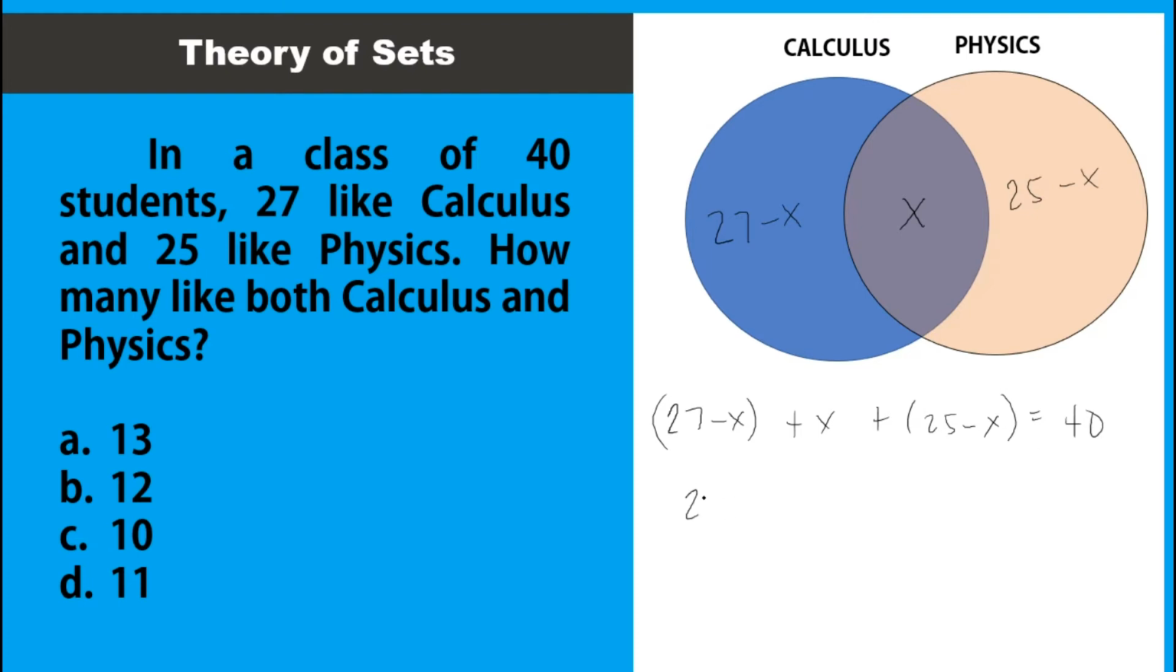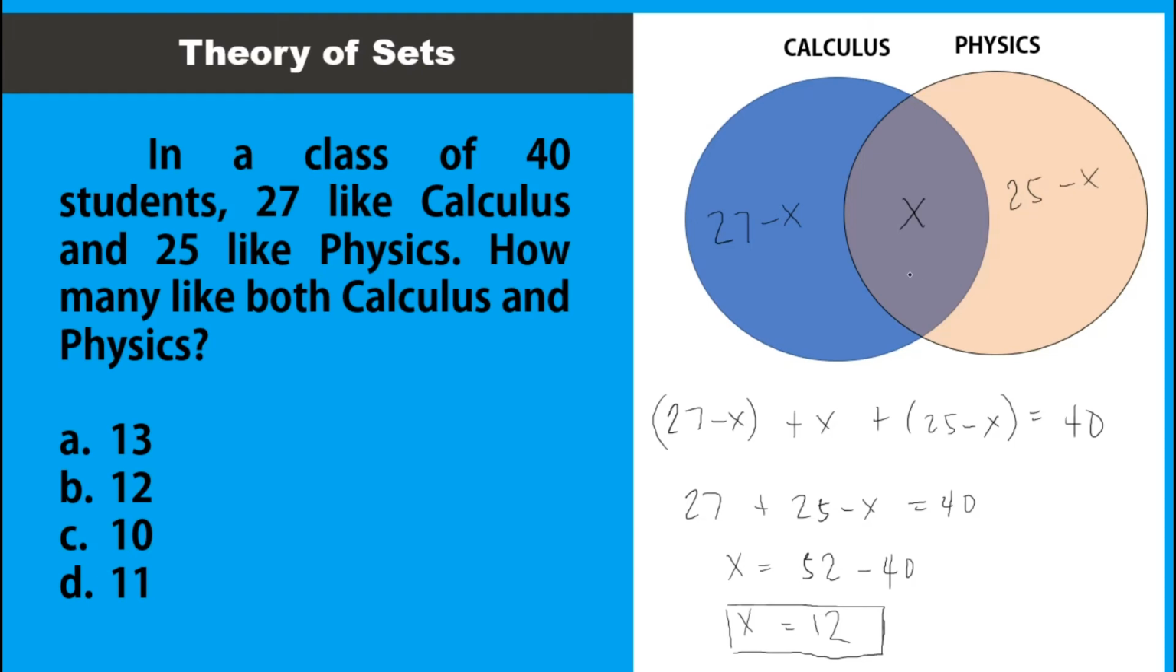So we have negative x plus x, that is 0. We have 27 plus 25 minus x is equal to 40. So x equals 52 minus 40, that is 12. So 12 students like both calculus and physics. So 12 is the intersection.